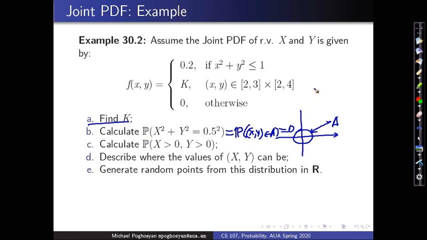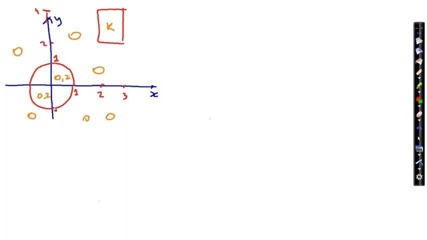Recall that the probability that xy lies exactly on some curve is 0 if we are dealing with continuous random vectors. Okay, so this is easy. Now calculate the probability that x is larger than 0, sorry, and y is larger than 0. Okay, so let's move here.